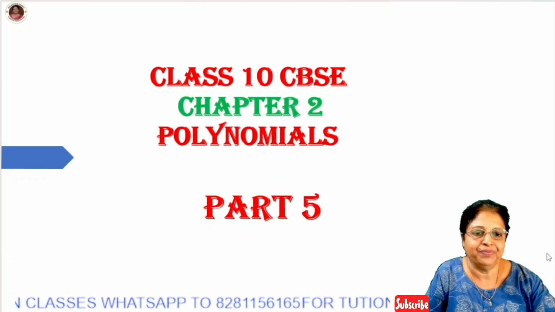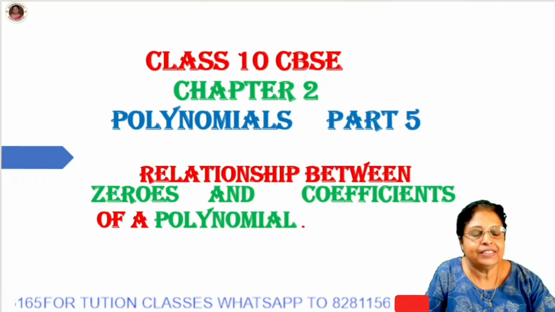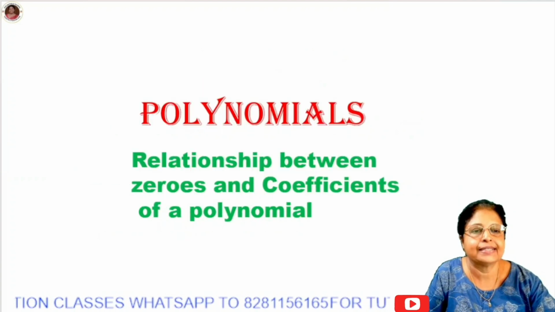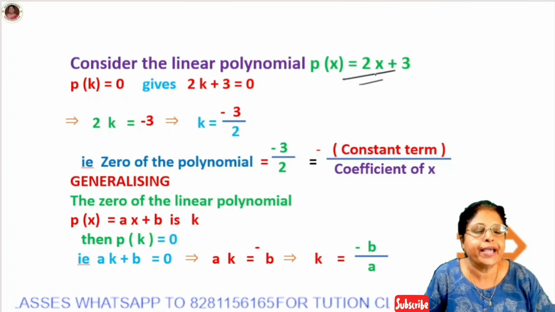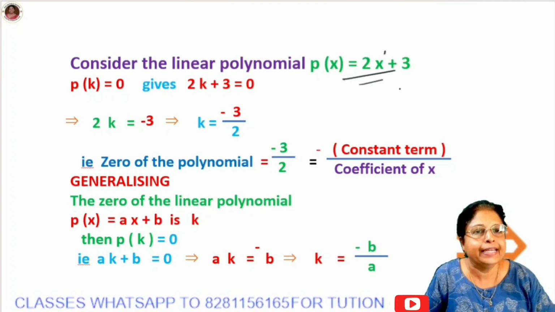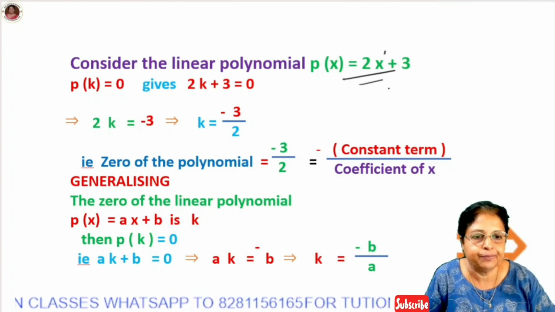Welcome all of you. Today we are studying Polynomials Part 5: Relationship between zeros and coefficients of a polynomial. Let us start. Consider a linear polynomial p of x equal to 2x plus 3. Here the degree is 1, so this is a linear polynomial. We have already studied this, is it?